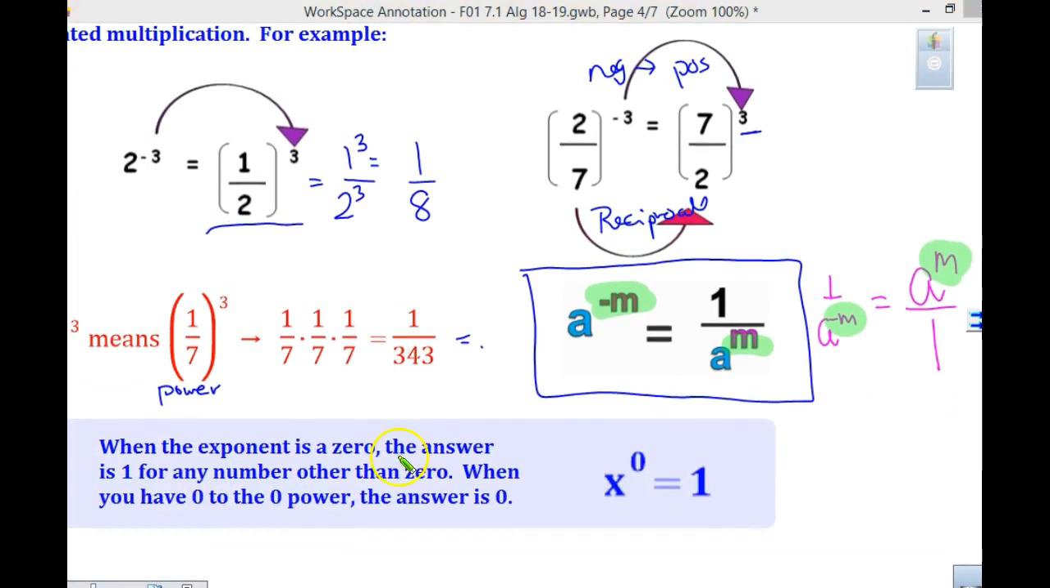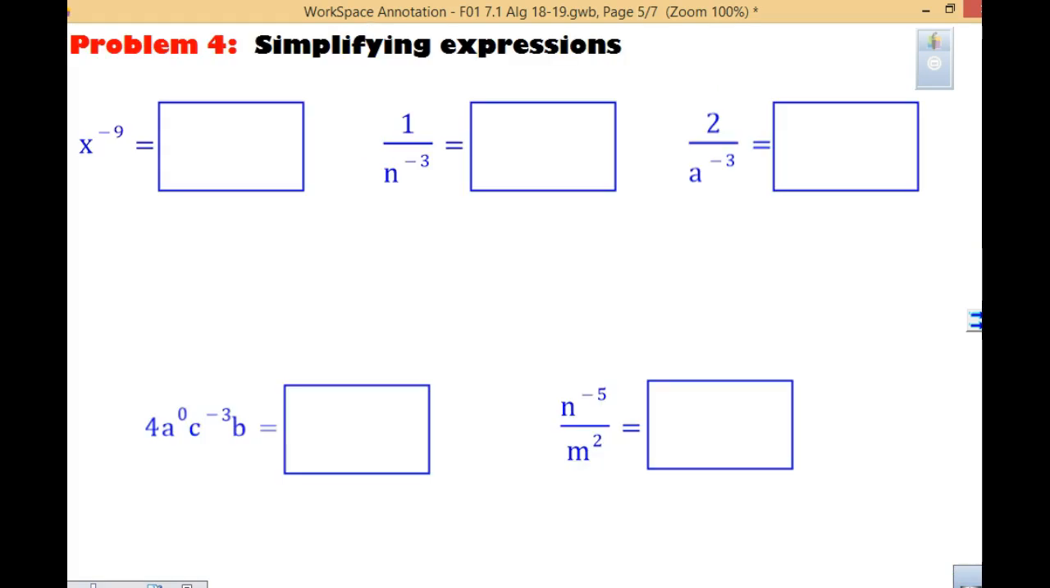Then it says, when the exponent is 0, the answer is always 1, for any number other than 0. When you have 0 to the 0 power, that answer is undefined. So anything to the 0 is equal to 1. You would think this would be easy to remember and people wouldn't make that mistake, but if I have 4 to the 0, people will tell me 4. 4 to the 0 is not 4, it's 1. Anything to the 0, everything to the 0 is 1.